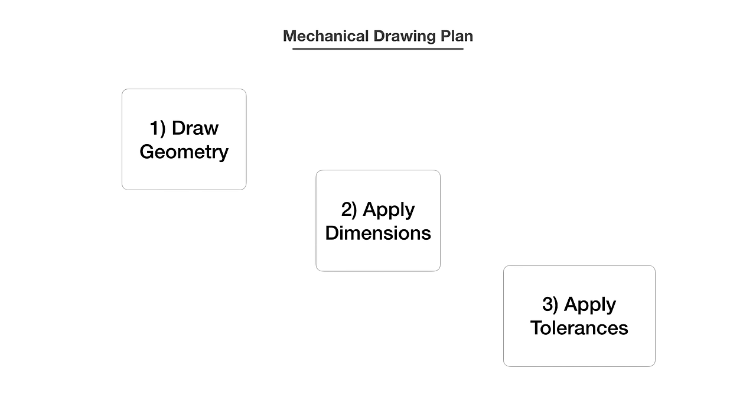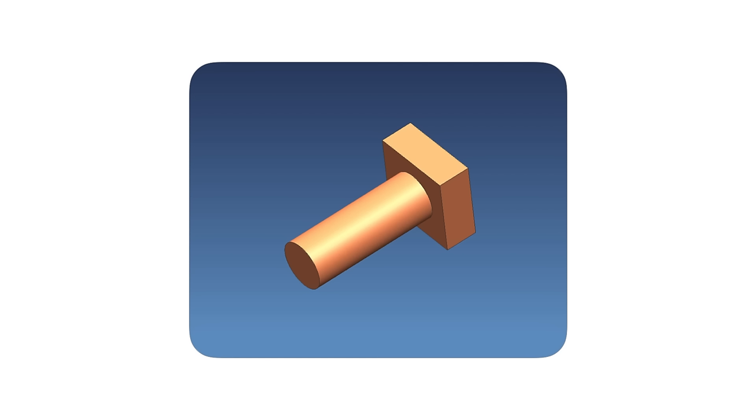First, we're going to draw geometry that captures the shape of the object. Second, we're going to apply dimensions to that geometry to describe the size of those different shapes. And last, we're going to apply tolerances and check that our drawing is correct and complete. The part we're going to draw today is this pin with a square head. Remember, our goal is to create a specific and unambiguous definition of its shape and size.